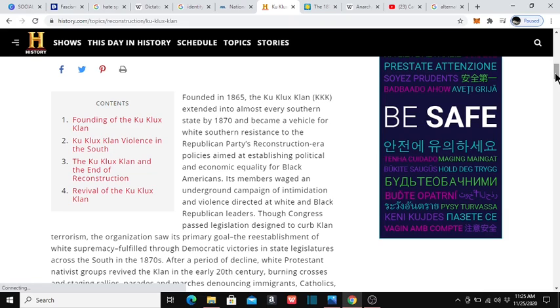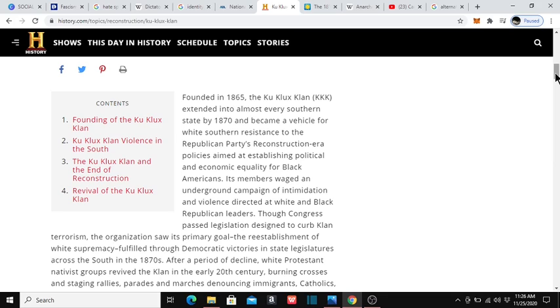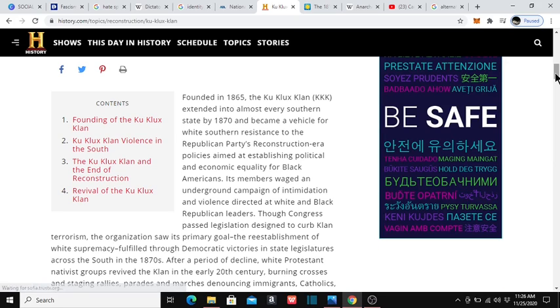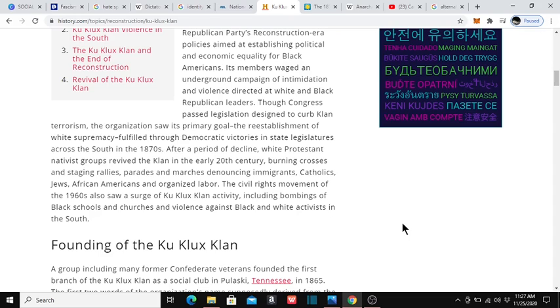Founded in 1865, the Ku Klux Klan extended into almost every southern state by 1870 and became a vehicle for white Southern resistance to the Republican Party's Reconstruction era policies aimed at establishing political and economic equality for Black Americans. Its members waged an underground campaign of intimidation and violence directed at white and Black Republican leaders. Though Congress passed legislation designed to curb Klan terrorism, the organization saw its primary goal, the reestablishment of white supremacy, fulfilled through Democratic victories in state legislatures across the South in the 1870s.